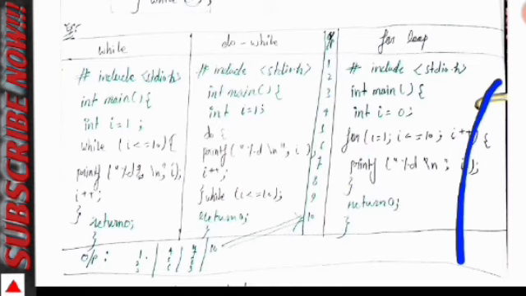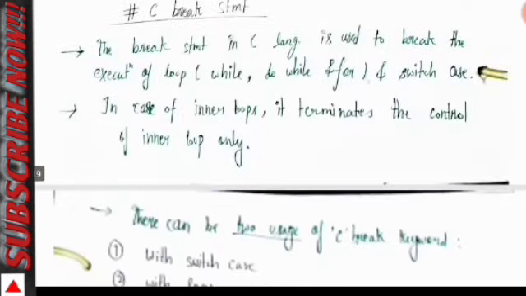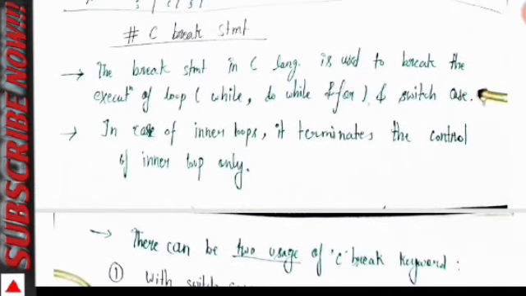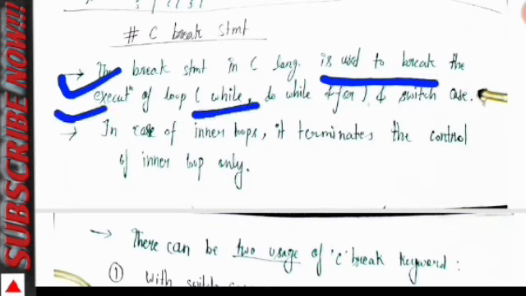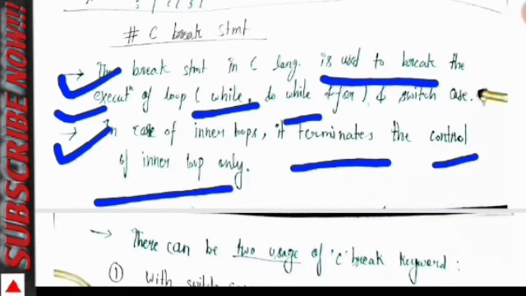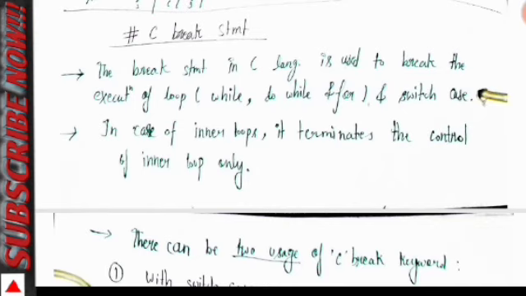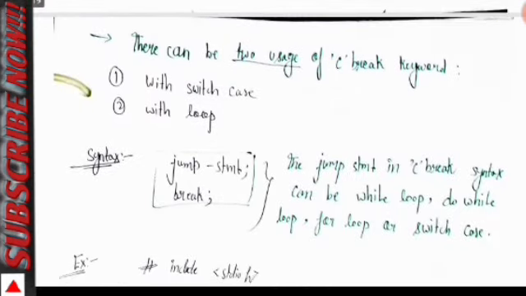Now we come to the next, the C break statement. So important points: the break statement in C language is used to break the execution of loops like while, do while and for, and switch case. In case of an inner loop, it terminates the inner loop only. And third point is that there can be two uses of the C break keyword. First is with switch case and second is with loop.